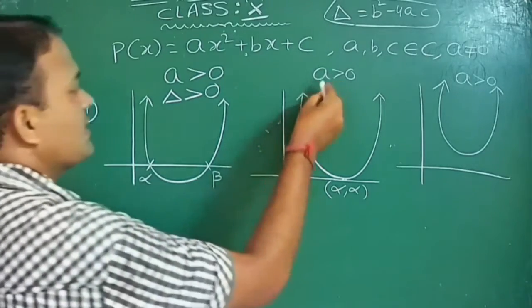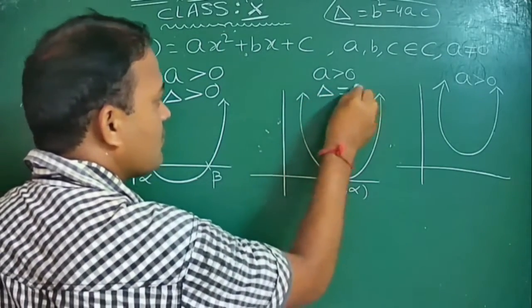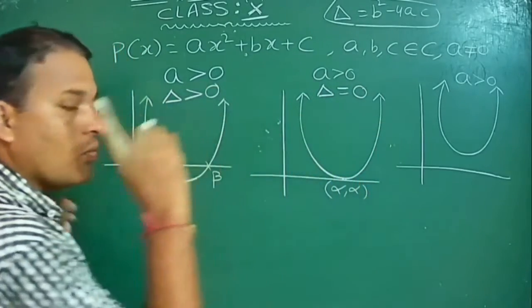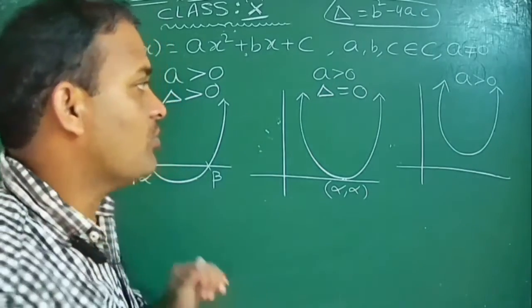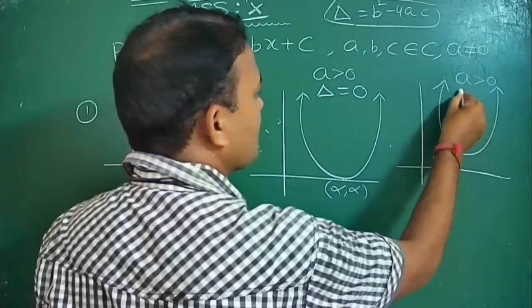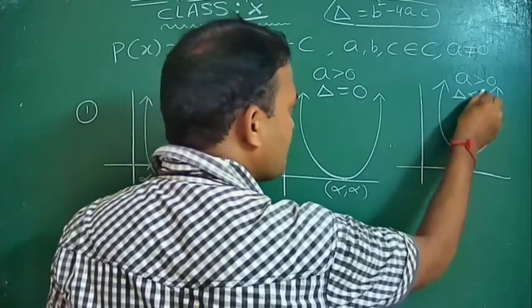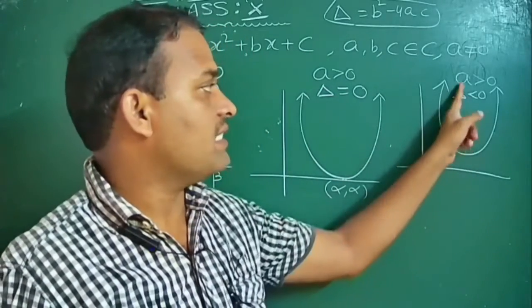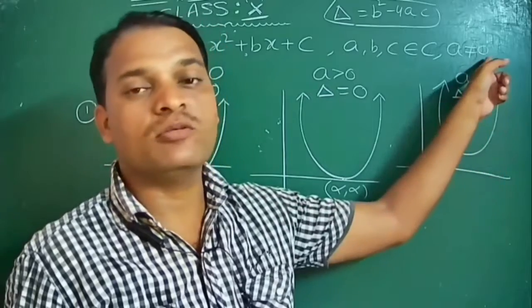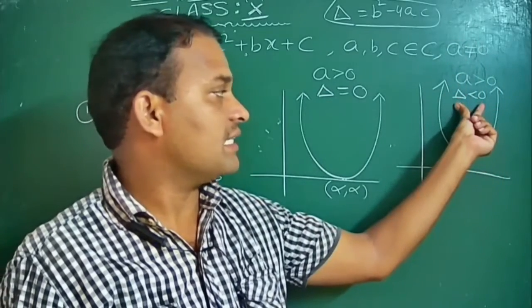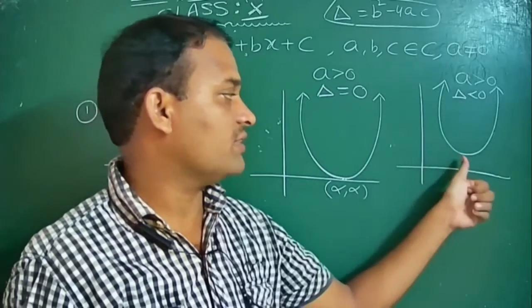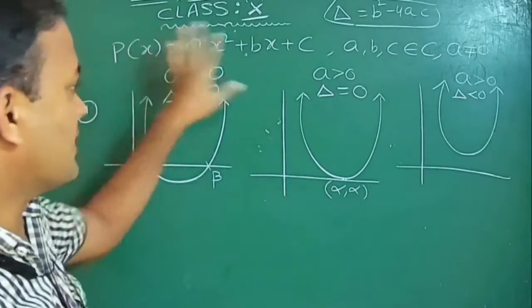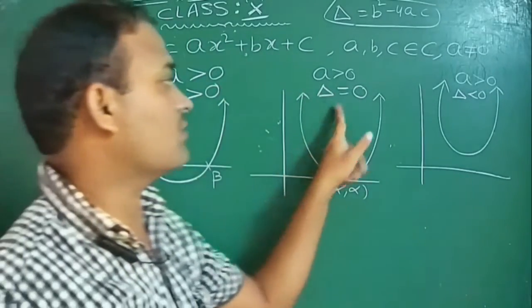If a is greater than 0 and delta is equal to 0, then the parabola touches the x-axis at one point. If a is greater than 0 and delta is less than 0, the parabola graph never touches the x-axis. A greater than 0 means the parabola opens upwards, and delta less than 0 means the parabolic graph does not touch the x-axis. So this is about a greater than 0 with delta greater than 0, delta equal to 0, and delta less than 0.